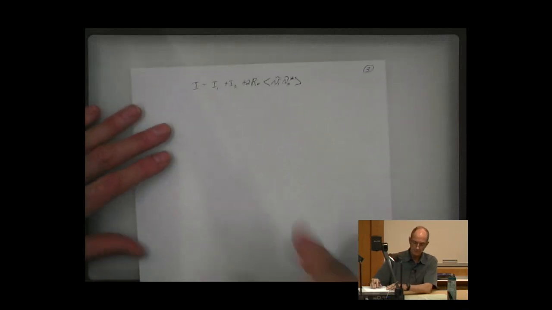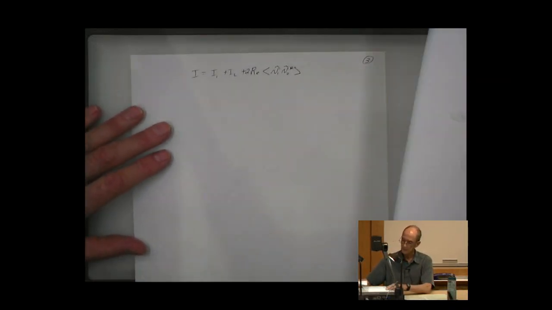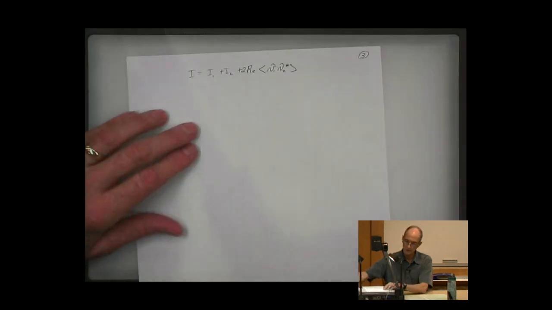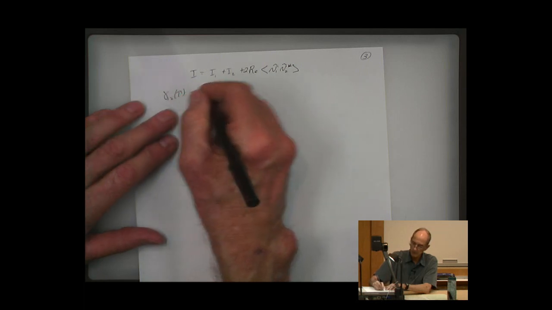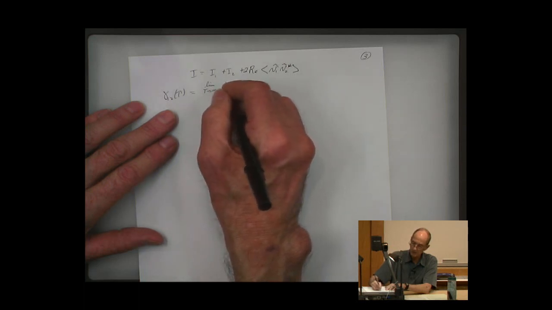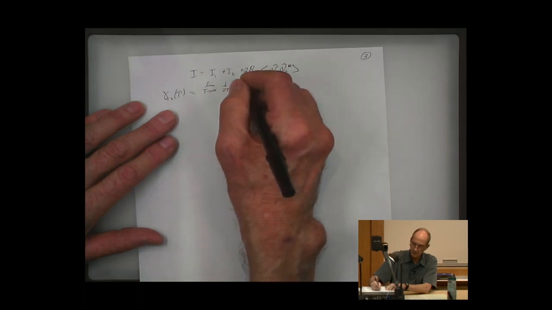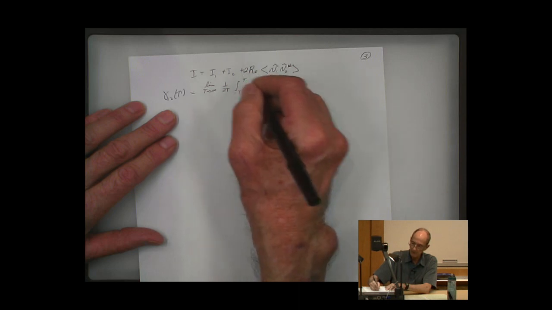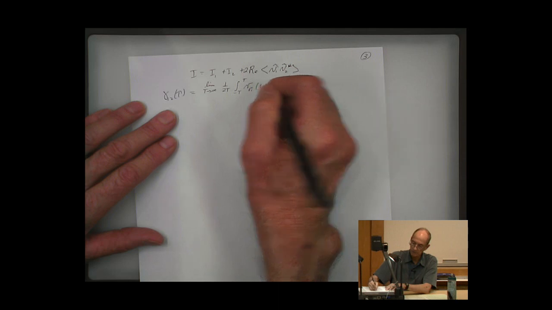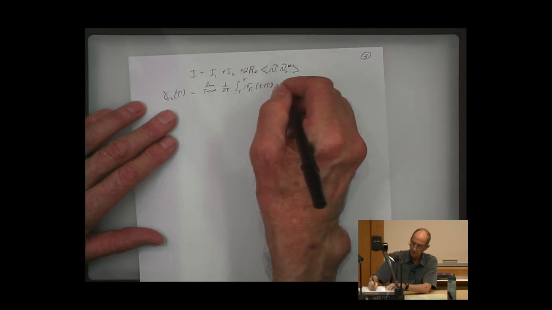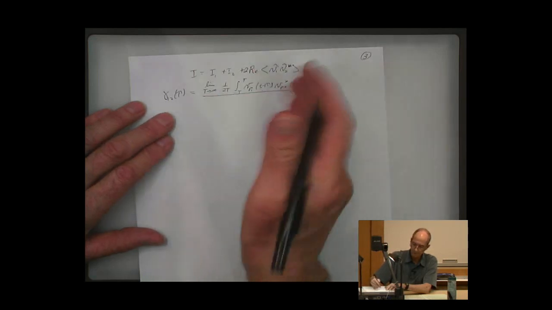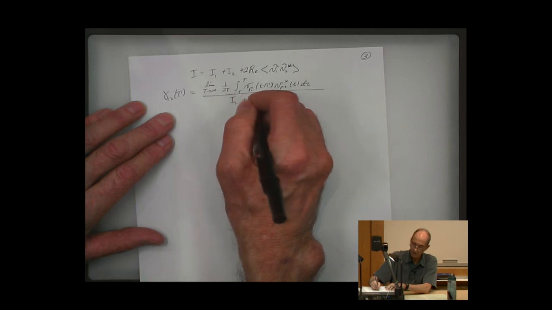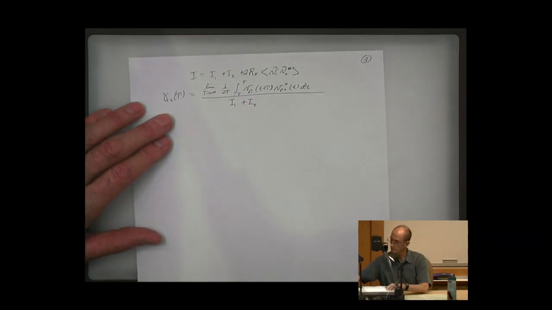Okay, so getting back to our equation, we have to evaluate this. That's not too hard. We have our gamma 1,2 of tau, which is equal to the limit as t goes to infinity of 1 over 2t, integral from minus t to t of v p1 of t plus tau, vp 2 star of t dt, and that again is over I1 plus I2.